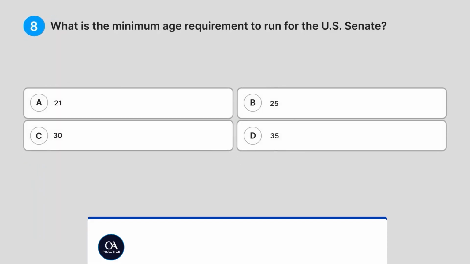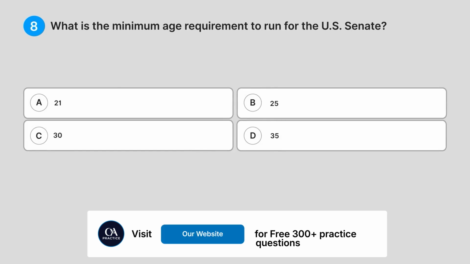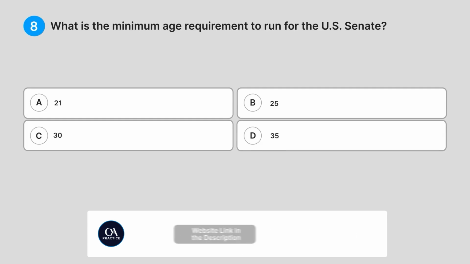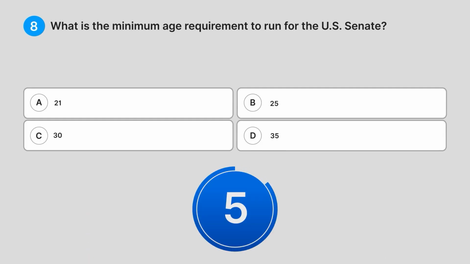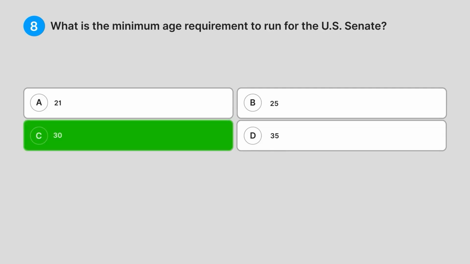8. What is the minimum age requirement to run for the US Senate? A. 21, B. 25, C. 30, D. 35. Do you know the answer? Correct answer, C. 30.